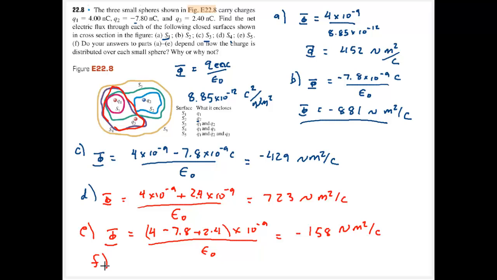For part F, it asks us, does the distribution matter? Long answer short, no, it doesn't matter. It doesn't matter how it's distributed. The only thing that matters for a flux is the net charge enclosed.